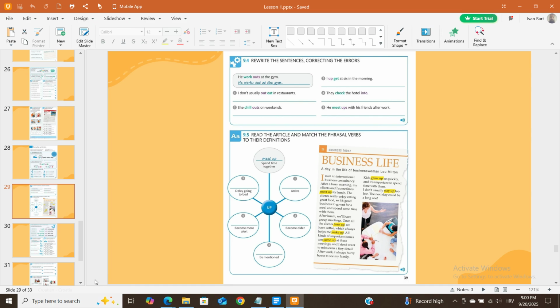Business life. A day in the life of businesswoman Lou Milton. I own an international business consultancy. After a busy morning, my clients and I sometimes meet up for lunch. The clients really enjoy eating great food, so it's good business to go out for a meal and spend some time with them. After lunch, we'll have group meetings. Once all the clients turn up, we have coffee, which always helps me wake up. All kinds of important issues can come up at these meetings, and I don't want to miss even a tiny detail.